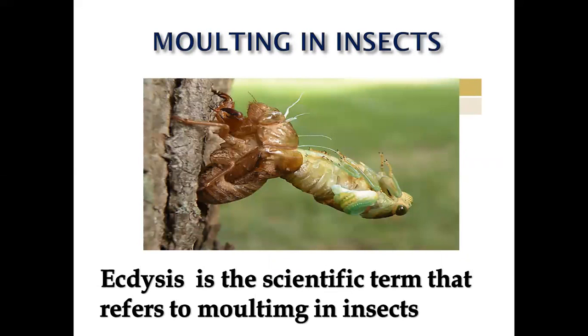Molting. On my screen, you can see molting in insects, whereby the insect sheds, gets rid of, or lets go of its exoskeleton and replaces it with another. The scientific term for molting in insects is known as ecdysis. Ecdysis is a scientific term that refers to molting in insects.